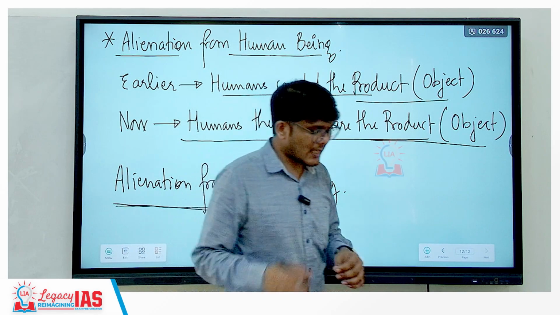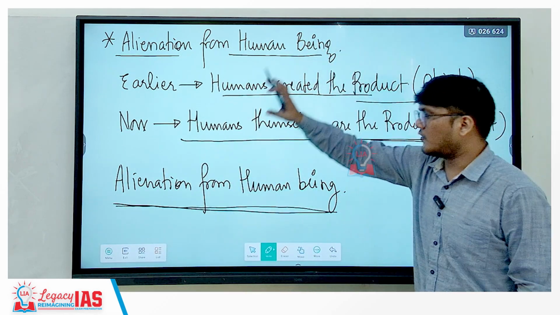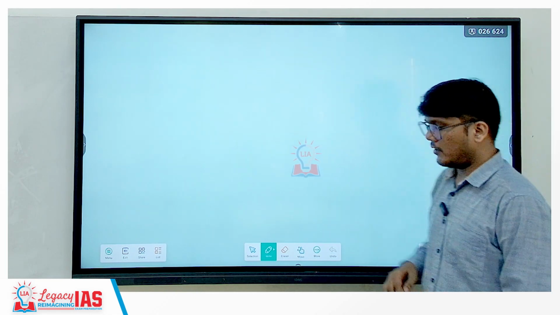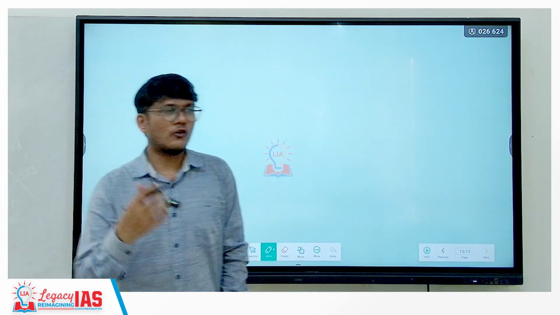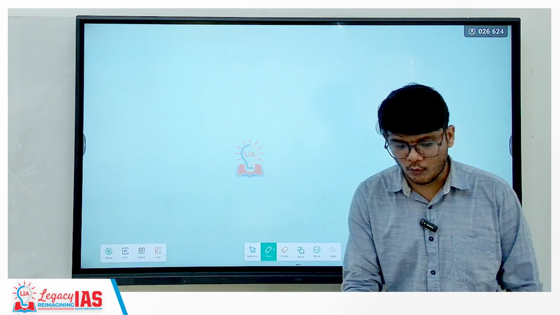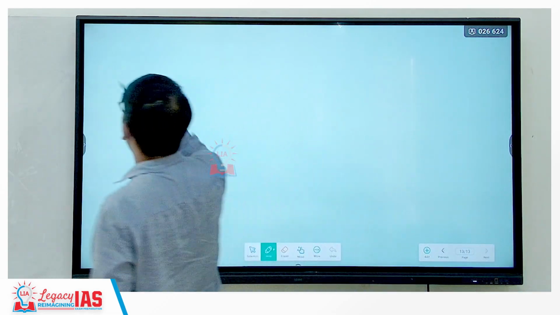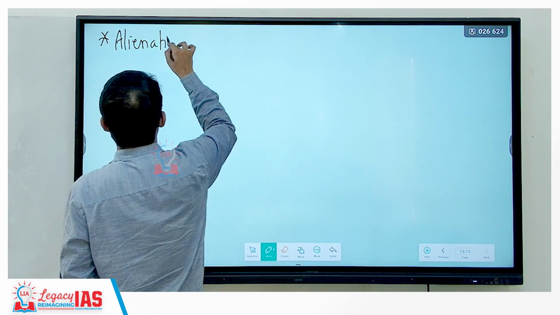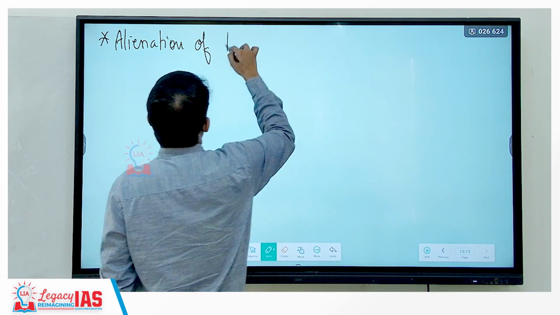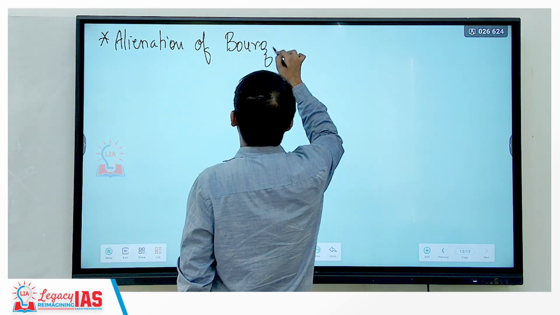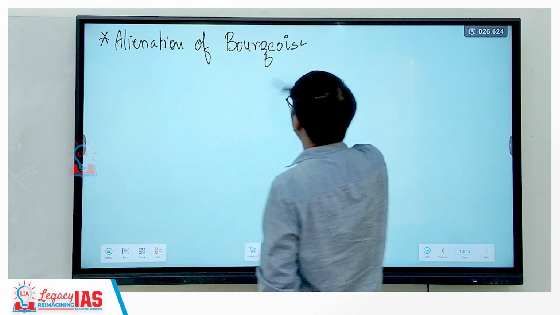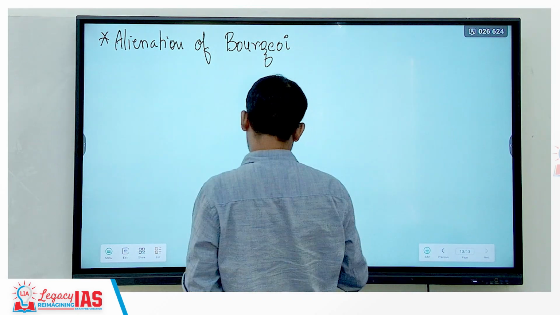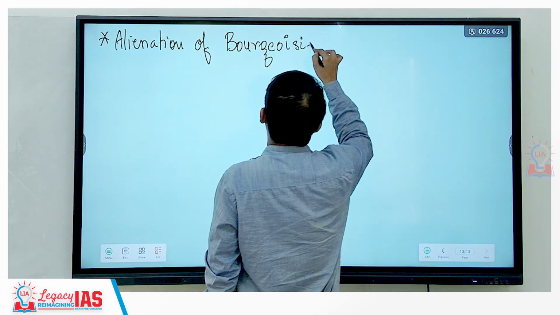Okay, so these are the alienations in the proletariat. Now Karl Marx does not end over here. He also talks about the alienation of the bourgeois. So now let's look at the alienation of the bourgeois.